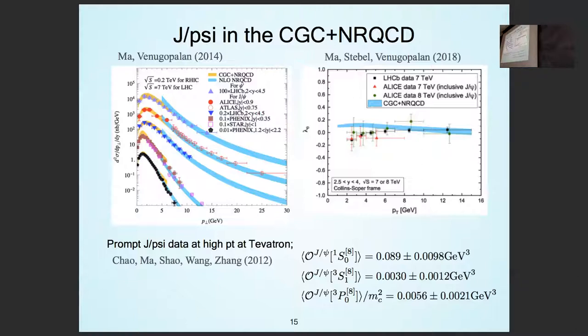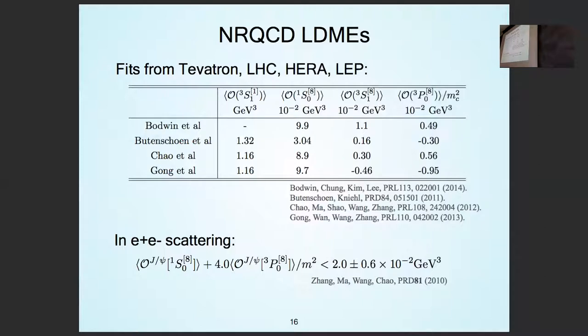As far as using these long-distance matrix elements, CGC seemingly works well. But the point, as you know, is that there are various choices of long-distance matrix elements. For example, there are four groups. For example, Bodwin et al. use these parameterizations, and Ma, Qiu and Zhang use this third one, because in this third one all matrix elements are positive, so they use these.